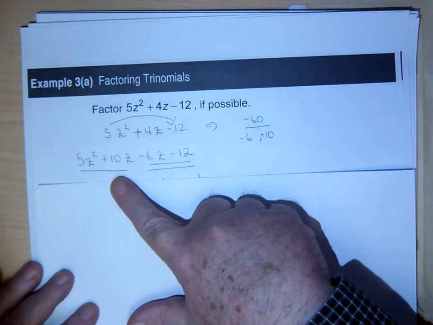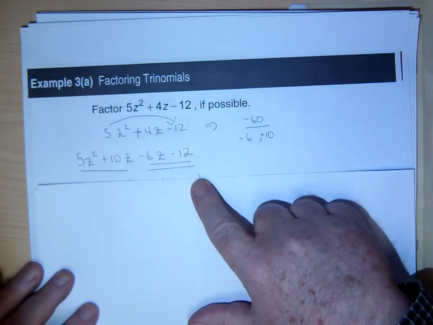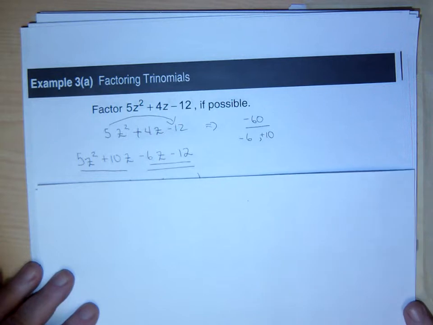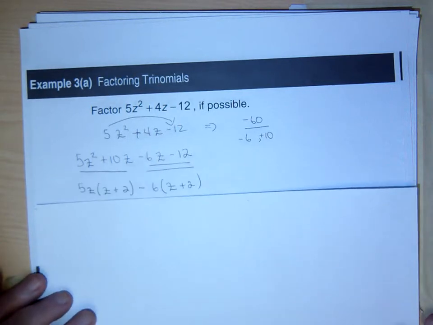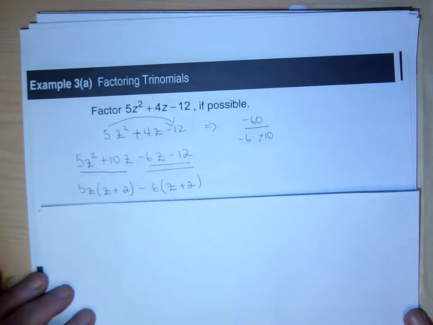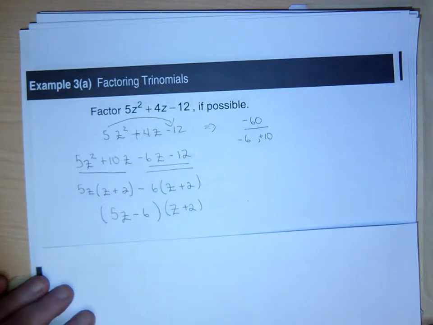We single underscore the first 2, we double underscore the second. Out of the first 2 we factor out a 5z. Out of the last 2 we factor out a minus 6. In each case, what we're left with is a common factor of z plus 2, so the answer to this problem can be written thus.